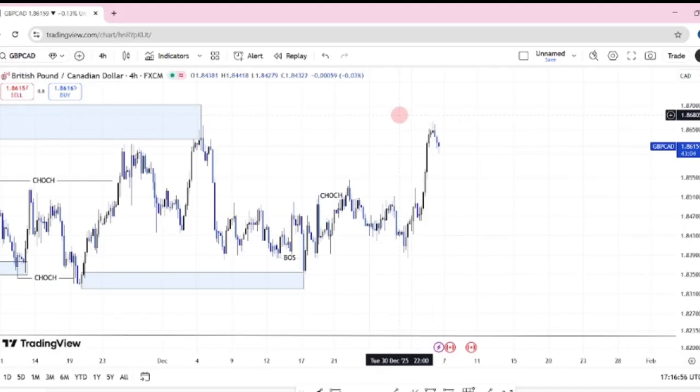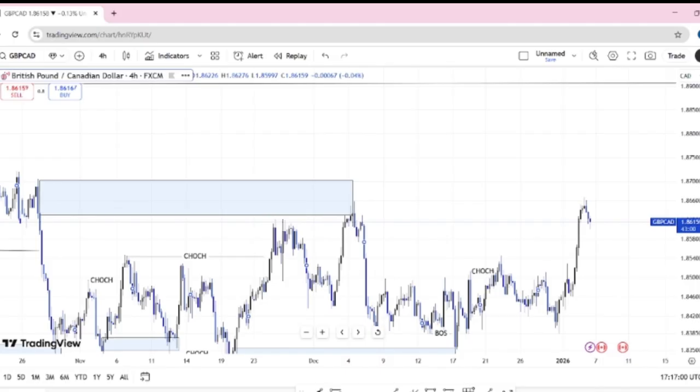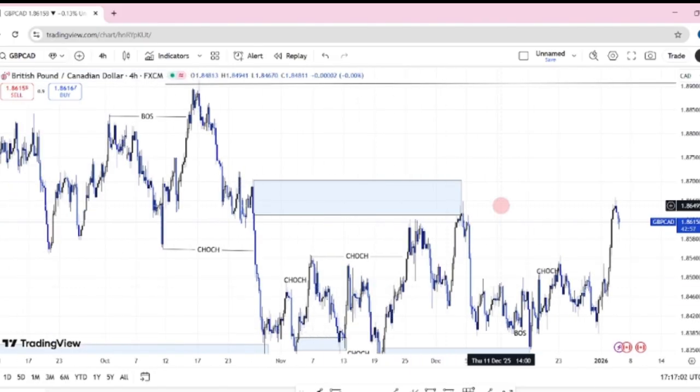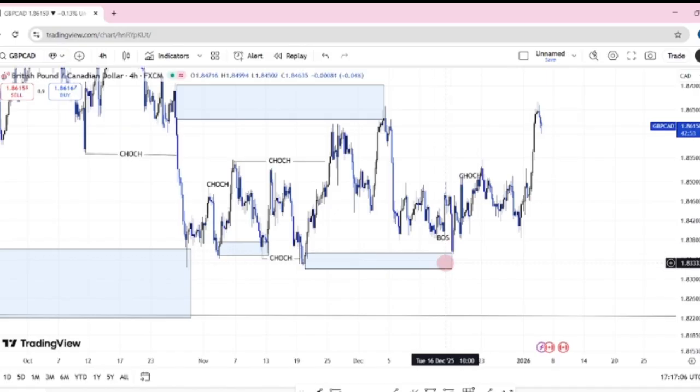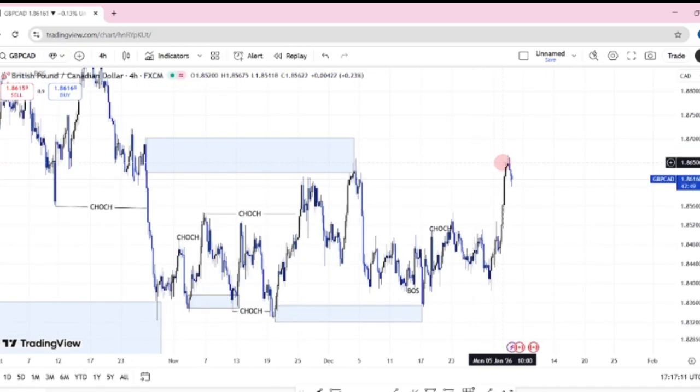Do you want to see this price break above this point? Yes, this is 4 hours, and let me zoom this in. So since price has already mitigated the supply and this price wasn't able to break below this level, that means we should be expecting a push to the upside. But before you have the push to the upside, I want to see a correction to the downside, and that is what I'm here to make you understand.